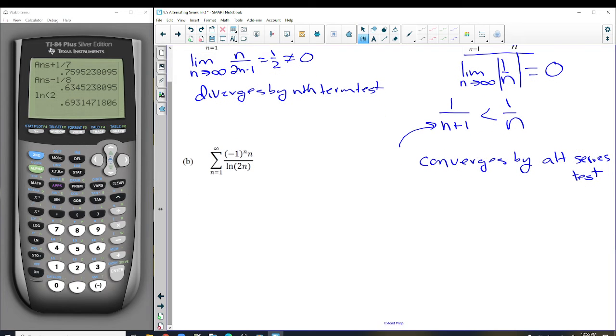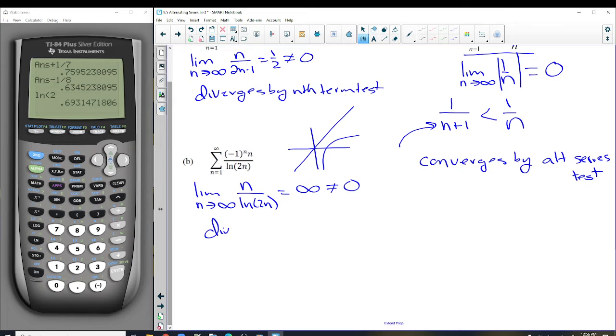On the third one here, we do the nth term test as an alternating series: the limit as n approaches infinity of n over natural log of 2n is equal to infinity. So n outpaces natural log. Natural log looks something like this, n looks like that. So n is outpacing. That is not 0, so it diverges by the nth term test, not the alternating series test.